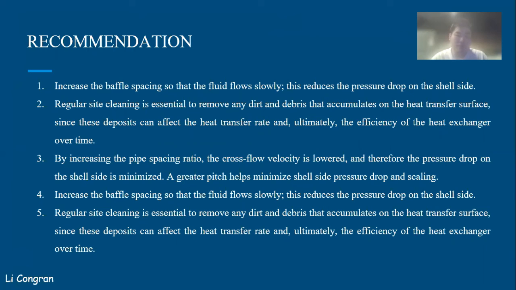So here are some recommendations. Like, increase the baffle spacing so that it flows slowly. This reduces the pressure drop on the shell side. And also like number 3, by increasing the pipe spacing ratio, the cross flow velocity is lowered, and therefore the pressure drop on the shell side is minimized. Grid baffles help minimize shell side pressure drop. And also like number 4, increasing the baffle spacing so that the fluid flows slowly can also drop the pressure. So that's for the recommendations.